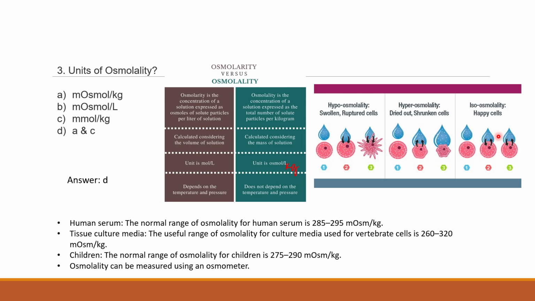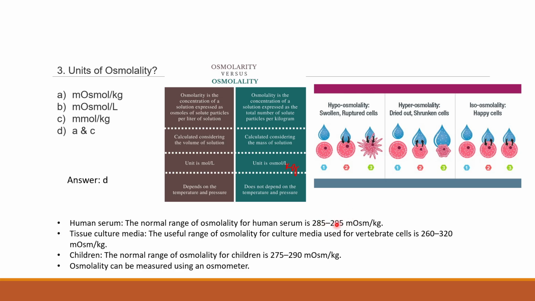So this is a measurement used for human fluids, like urine or human serum. For human serum, the normal range of osmolality for humans ranges from 285 to 295 milliosmol per kg. So this is very important to maintain.